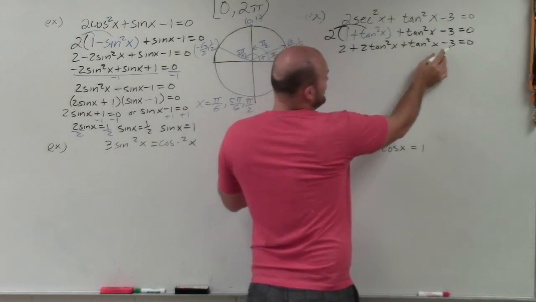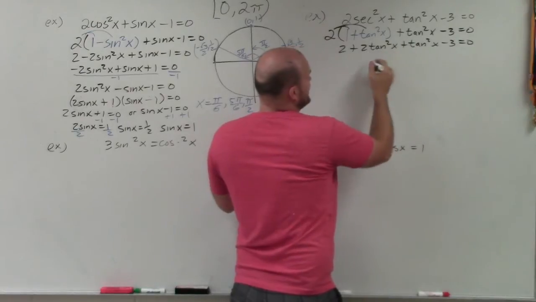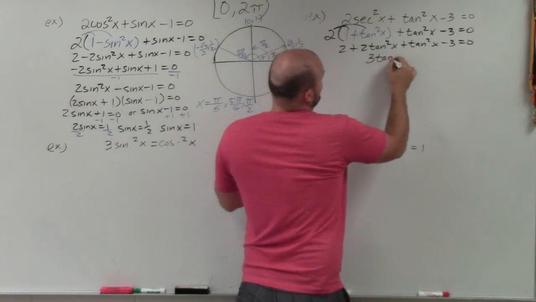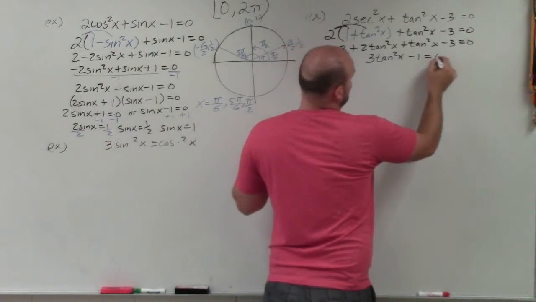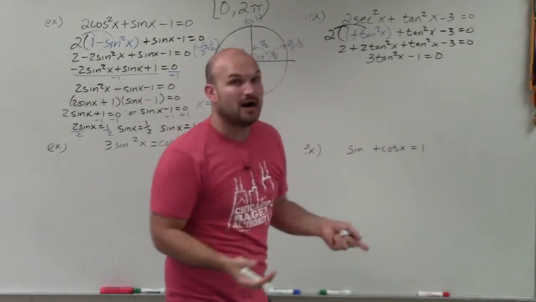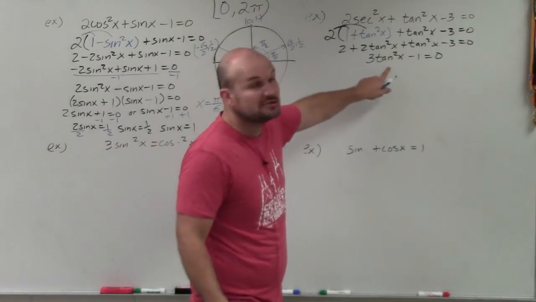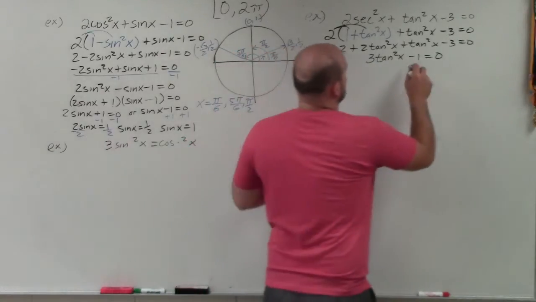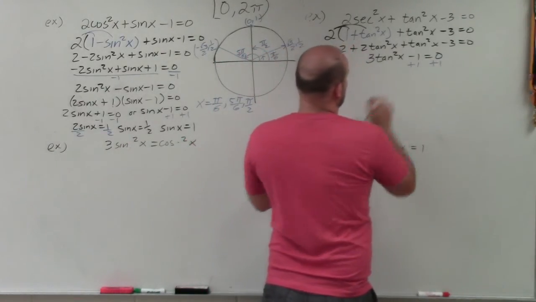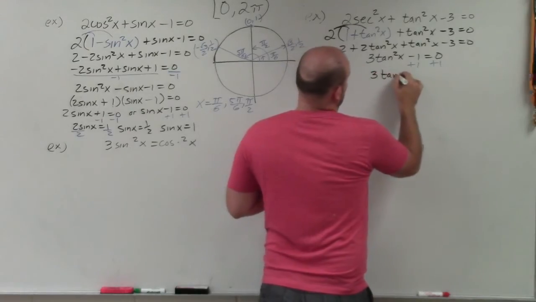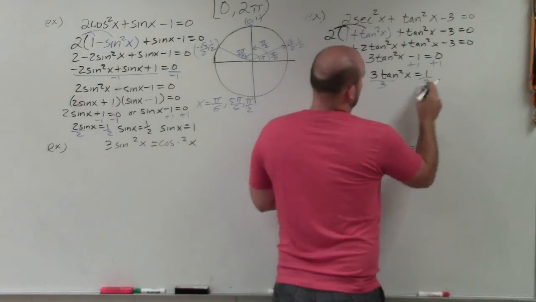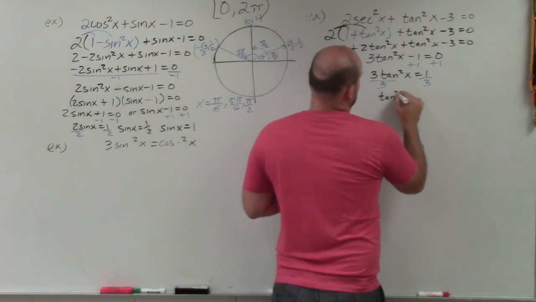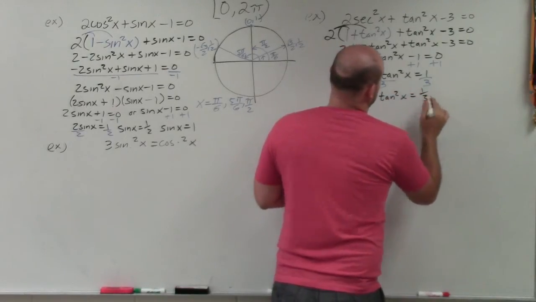So 2 tangent squared plus tangent squared is 3 tangent squared of x. 2 minus 3 is going to be negative 1 equals 0. Now, I don't have to factor. I can just use the inverse operations now to solve. So I'll add 1 to both sides, and I get 3 tangent squared of x equals 1. Divide by 3, divide by 3. And I get tangent squared of x equals 1/3.